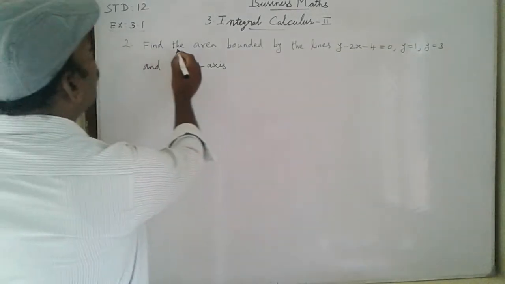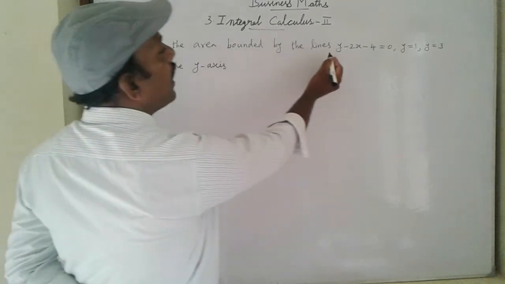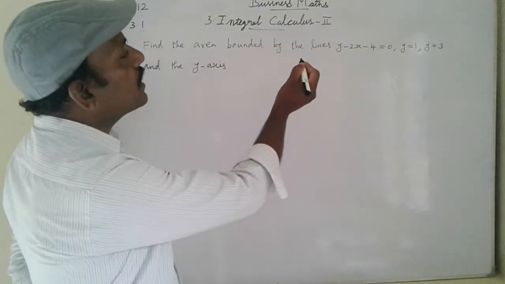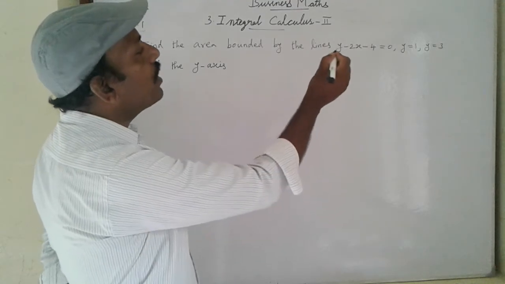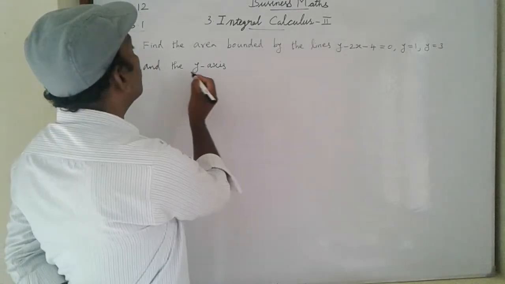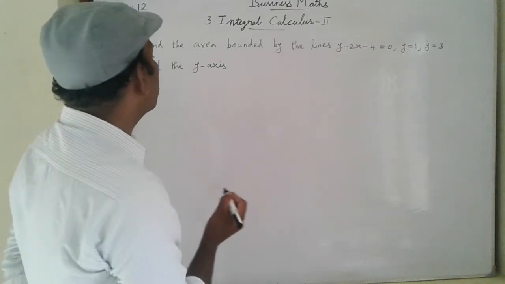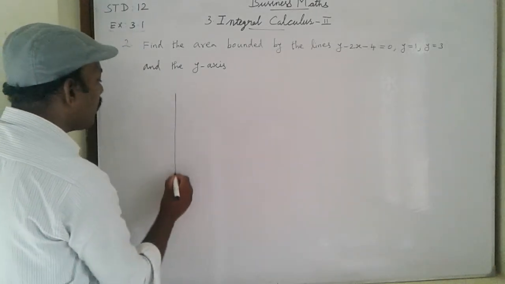Second sum. Find the area bounded by the lines y minus 2x minus 4 equal to 0, y equal to 1, y equal to 3, and the y axis. We should take this is the y axis graph. We should draw a graph.